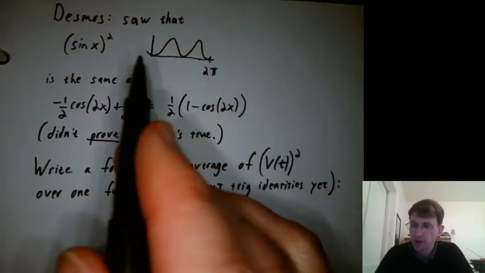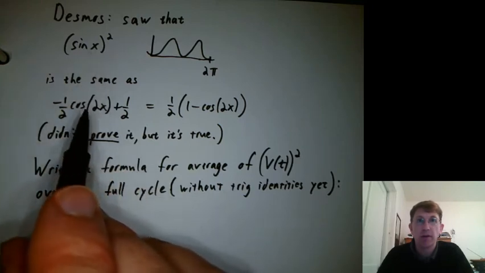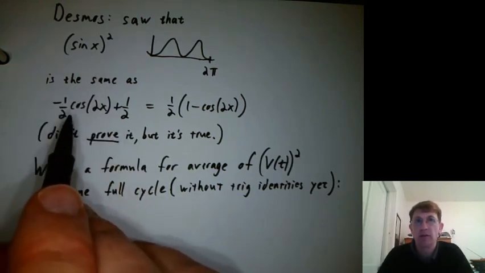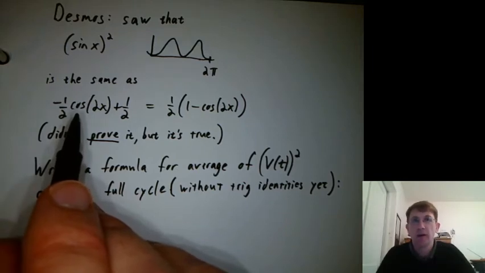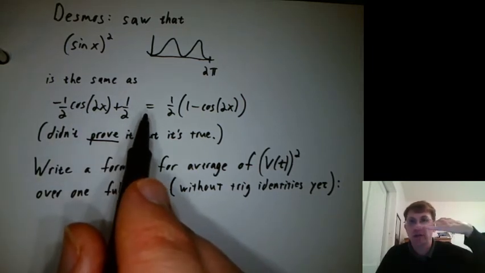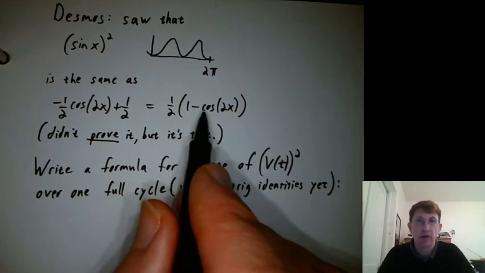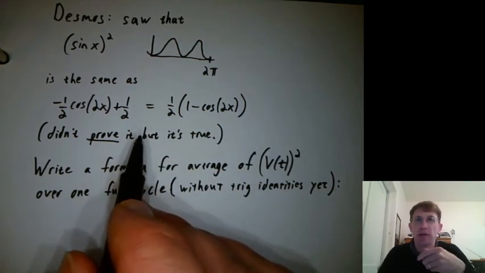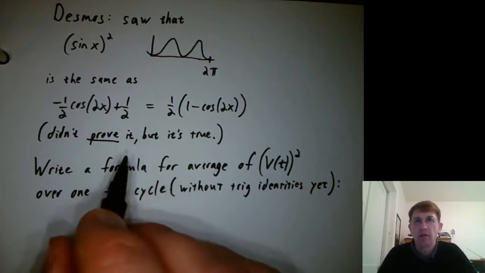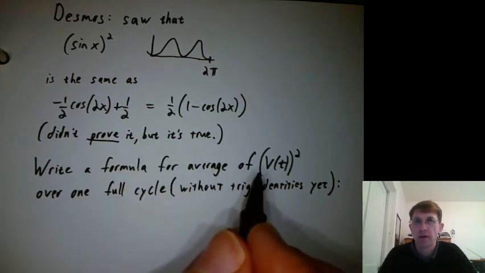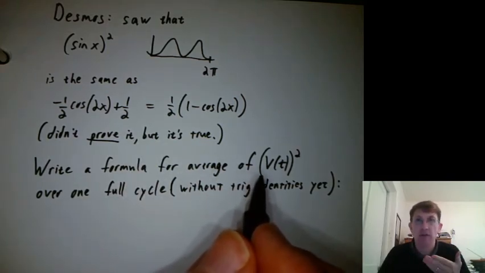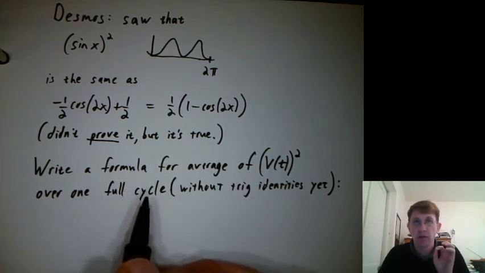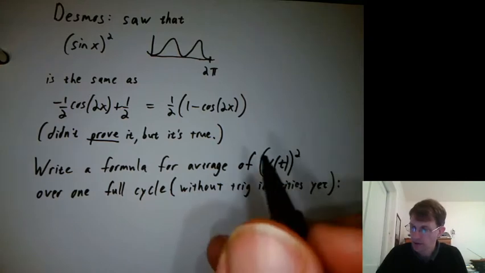So we just saw in Desmos that sine squared is the same as cosine 2x with an amplitude of negative half, or upside down cosine with an amplitude of half, plus a half shift to the center line, which you could also write this way. We didn't prove that it's true. We gave some evidence, but it turns out it is true. So let's go back to the problem we were working on, finding the average value of the squared voltage over one full cycle. So pause the video and write down a formula for the average of that function.